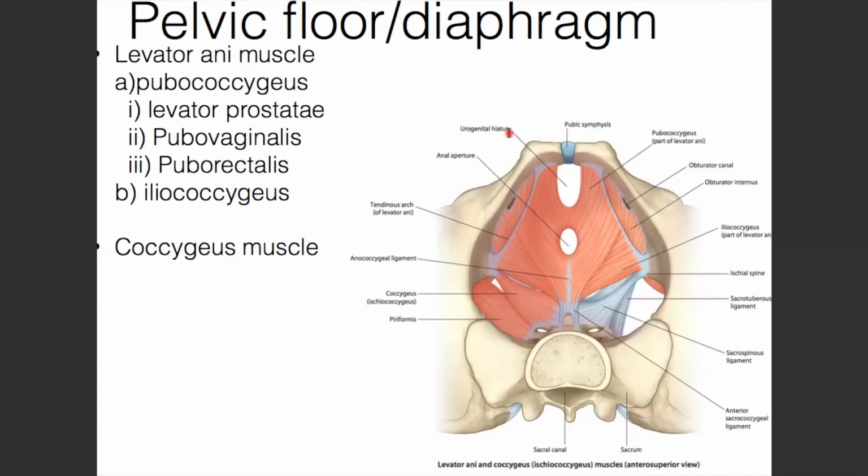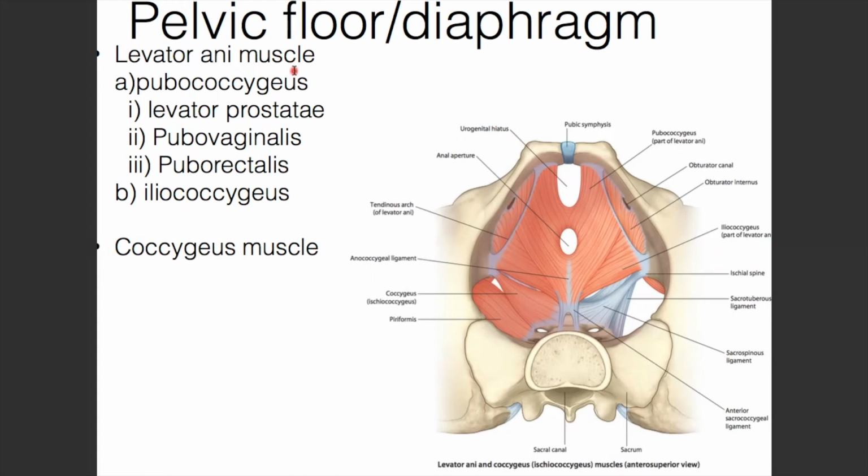Now, the function is very easy because their function is just to support the pelvic floor, and their function is also to form sphincters for the prostate, vagina, and rectum. So they're supporting the prostate, the vagina, and the rectum. Okay, so that is the main idea of them.